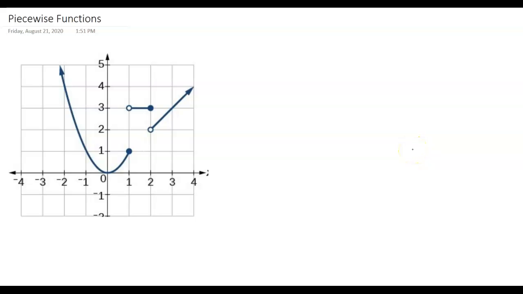Well, hello. Today we're going to talk about piecewise functions, and it's called a piecewise function because the graph is broken into pieces, and each of these pieces can be defined with a separate equation. Notice this is still a function because it still passes the vertical line test.